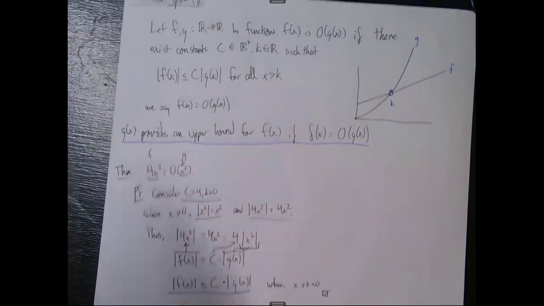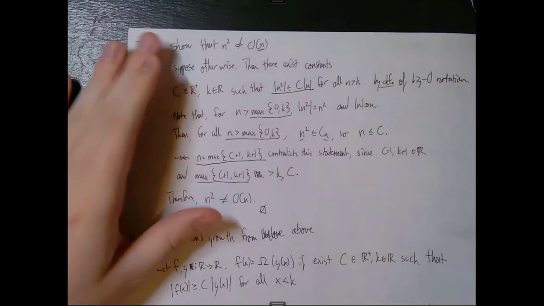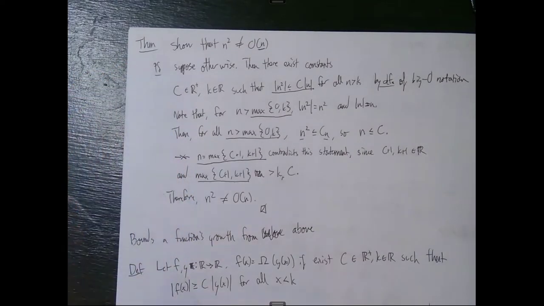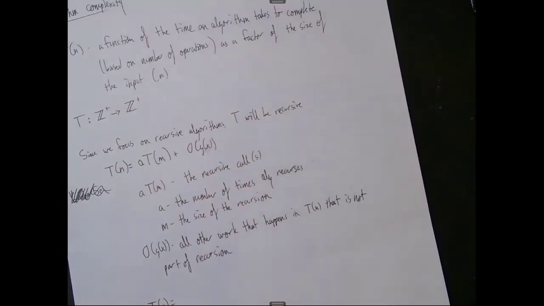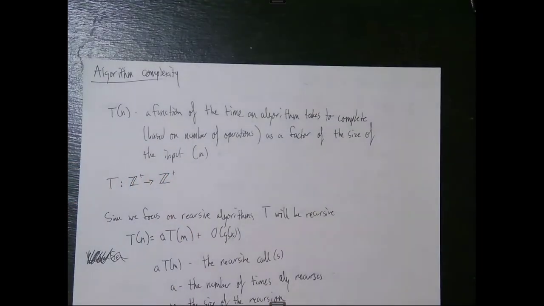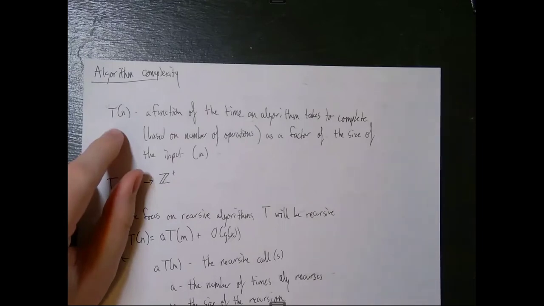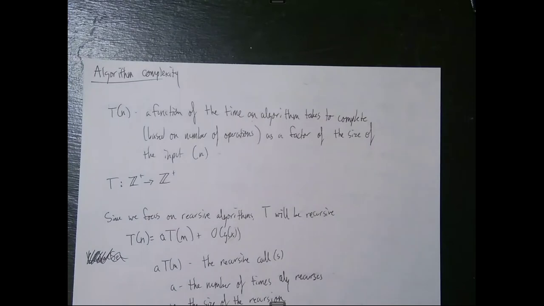So all of that was talking about function growth for general functions. But of course, we can actually apply this to algorithms and talk about the concept of algorithm complexity. When we're talking about algorithm complexity, we're looking at the number of operations it takes to solve a specific problem using an algorithm. We're looking at how the number of operations grows as the size of the input grows. So we'll look at this T of n function right here. We say that T of n is a function of the time an algorithm takes to complete, based on the number of operations, as a function of the size of the input, which is n.